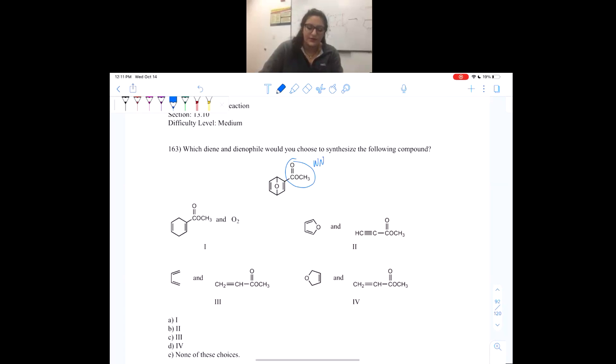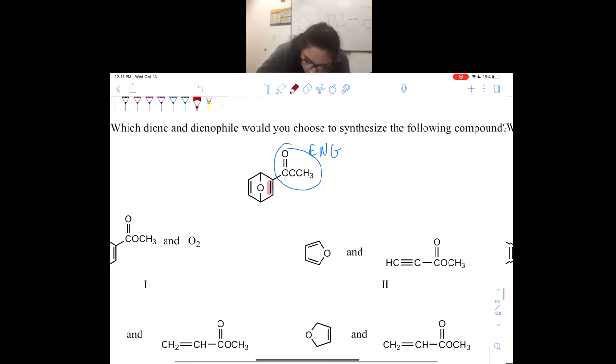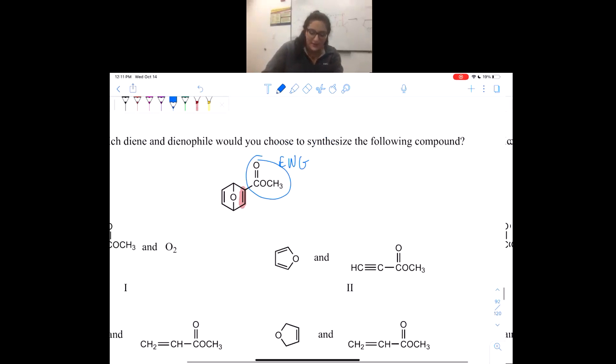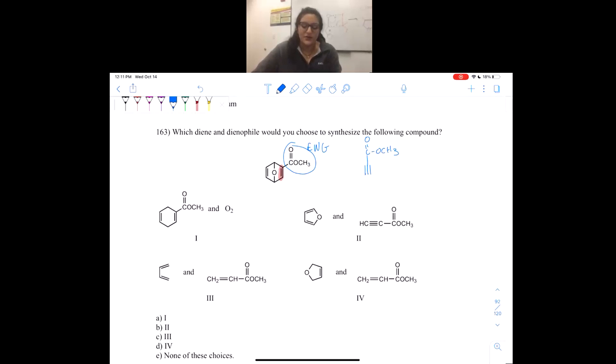Withdrawing. So electron withdrawing groups, what the heck is wrong with me? Electron withdrawing groups are usually on the dienophile. So we're going to assume that this area is the dienophile. And more specifically, we see that we're left with a double bond, so we had to have started out with a triple bond like this. So we have a C double bonded O, OCH3. So that's our dienophile, right? And if we work backwards, we know that the rest of this part will be the diene.